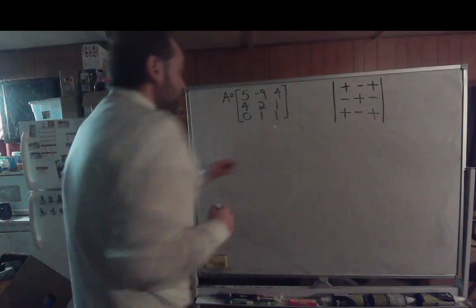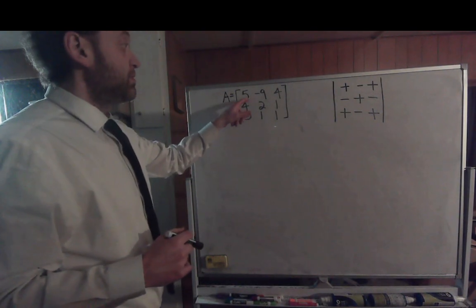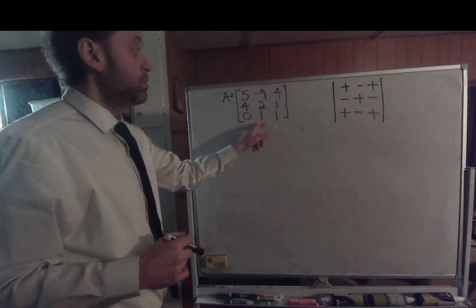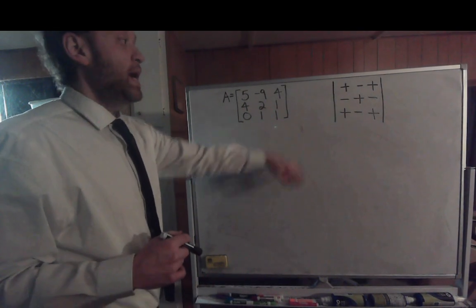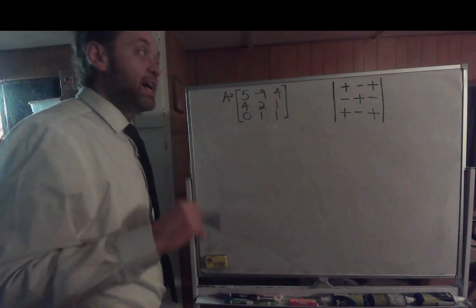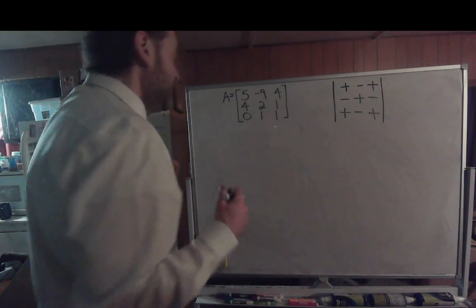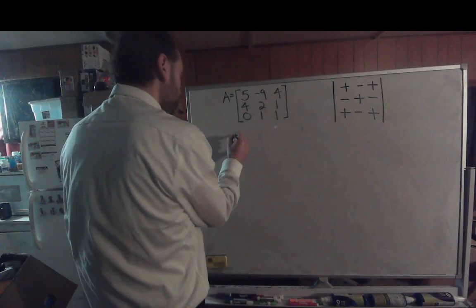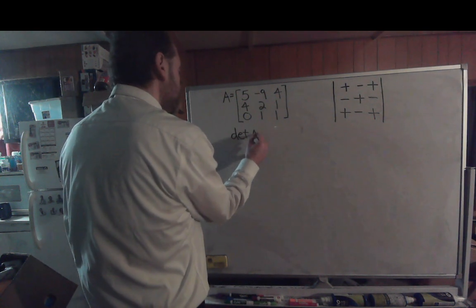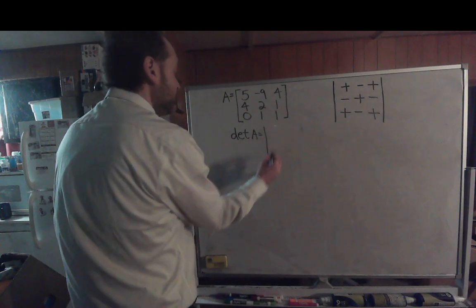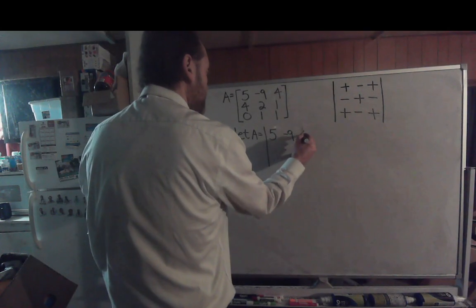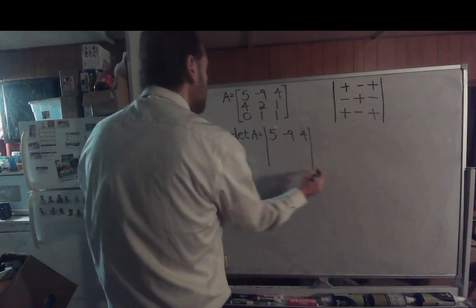So we have this matrix here, 5, negative 9, 4, 4, 2, 1, 0, 1, 1. All right, well, our lives just got easier since we have a zero entry. I'm going to show you how. So, to evaluate the determinant, take everything and set it inside your big absolute value looking sign.